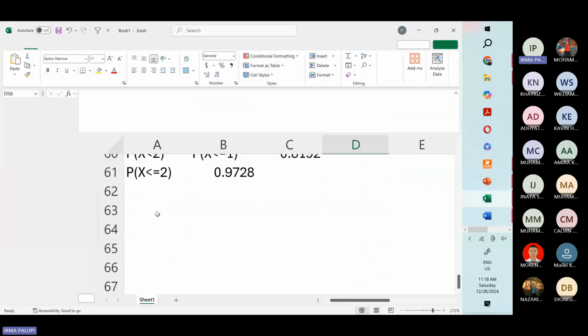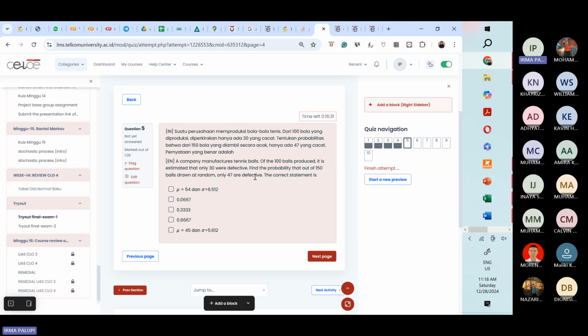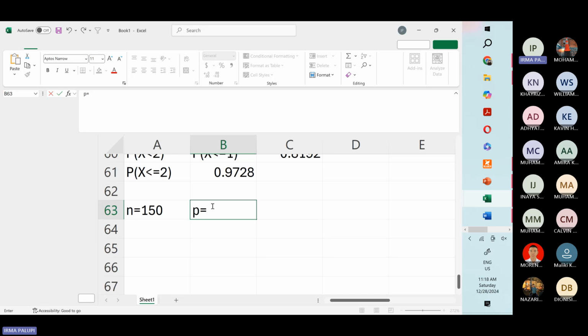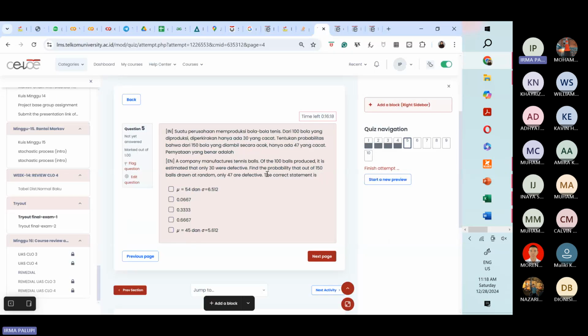Okay, so it's a binomial case, right? It is n equal to 150, yeah. And probability of success means the number of defective, right? So the number of defective is 30 over 100. So the question is, find the probability that out of... so this is a weird question. I think this is the answer for this question. Yeah, among 150, there are 47 defective. So please choose one of these answers to be correct.